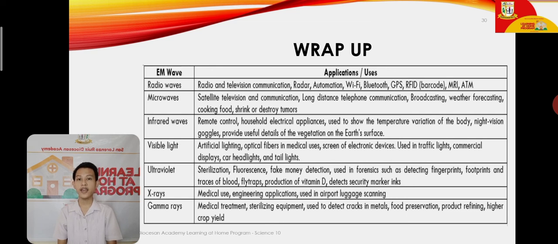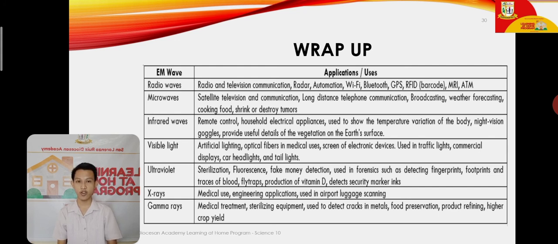Then visible light is for artificial lighting, examples yung mga nasa taillight ng cars, yung mga commercial displays, yung ating mga screen of electronic devices. Okay? So meron niyang visible light. Then ultraviolet rays is for disinfecting, sterilization, fluorescence, fake malady detection, used for detecting security marker inks, fly traps, used for forensic examination, production of vitamin D. And then X-ray for scanning our body or scanning the luggage in the airports. And then gamma rays, medical treatment, sterilizing equipment, used to detect rocks in metals, food preservation, higher crop yield. So yan yung iba't ibang types na electromagnetic waves which are present in the electromagnetic spectrum and their corresponding uses or applications.